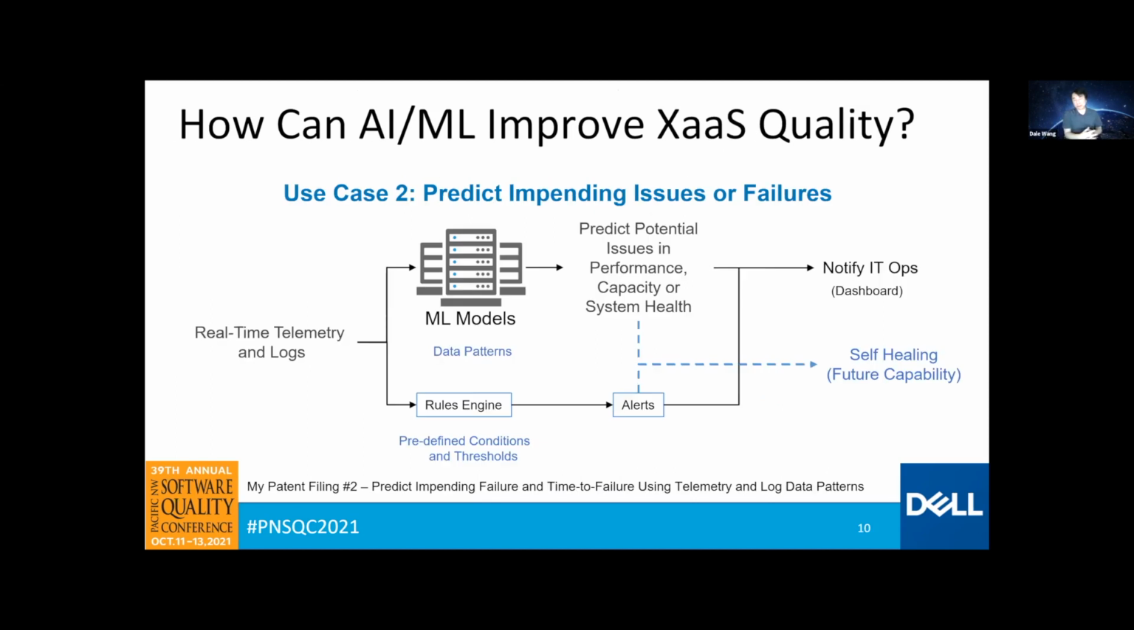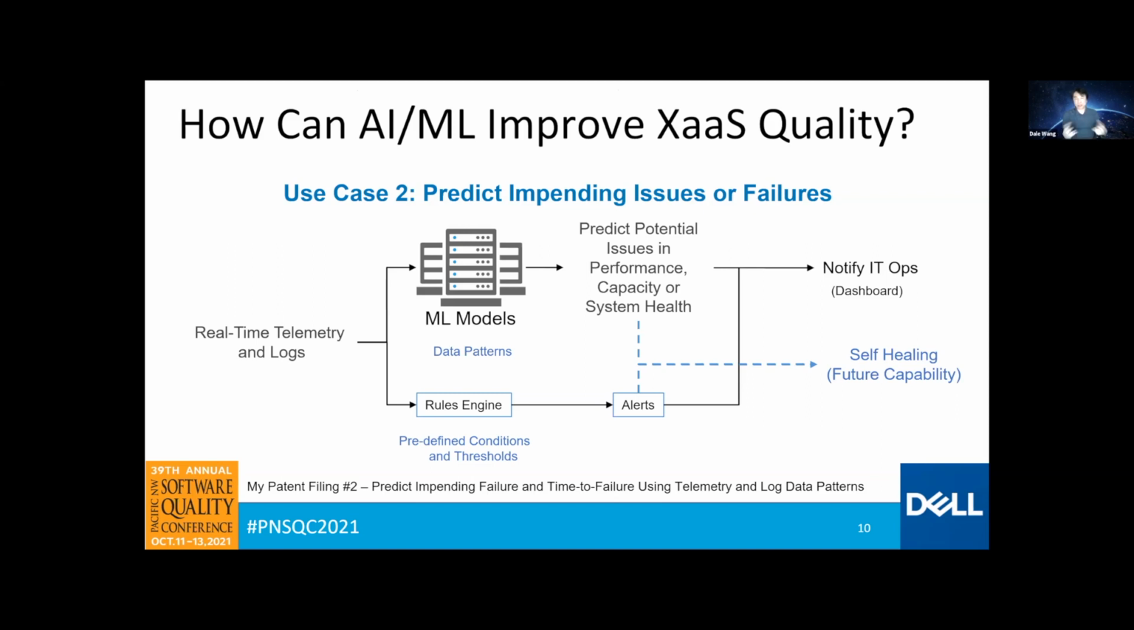And here's use case number 2. Again, the idea is that as you have this telemetry and log data coming in real time, you're going to look for those patterns and you're going to predict them. So here I've talked about using models, but there are also people who use rules, right?